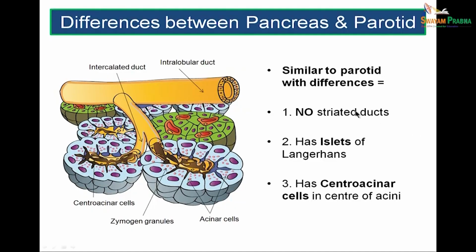In the pancreas there are islets of Langerhans. There are no islets of Langerhans in the parotid. The centroacinous cell present in the pancreatic acinus is also absent in the parotid gland acinus. So, these are some of the differences between the parotid gland and the exocrine part of pancreas.